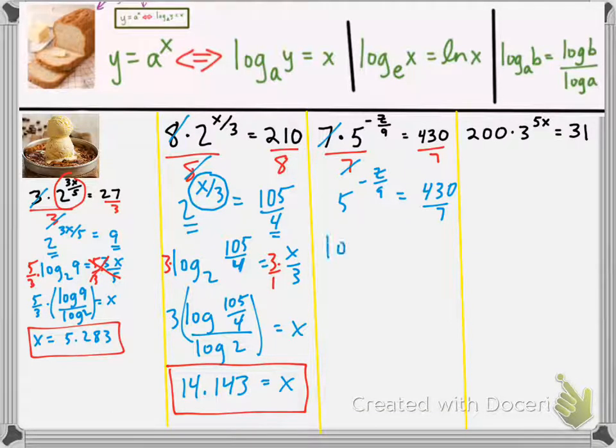So then I notice I can convert to logs. Log base 5 of 430 over 7 is equal to negative z over 9. So what we want to recognize here is we're going to get our variable by itself by multiplying both sides by negative 9.